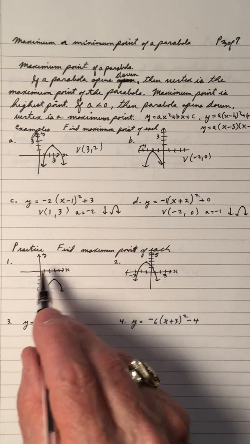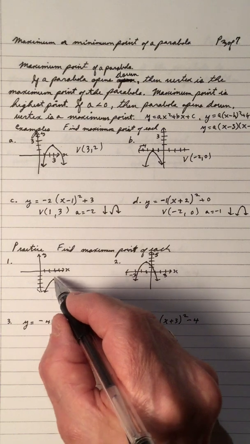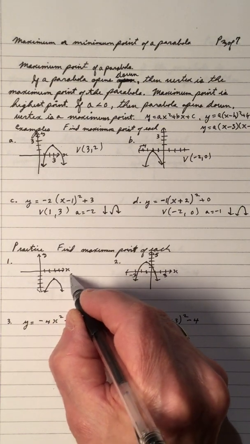Practice means pause the video and work these out. Find the maximum point of each. So the vertex is the maximum point. So the vertex is 3, -2.